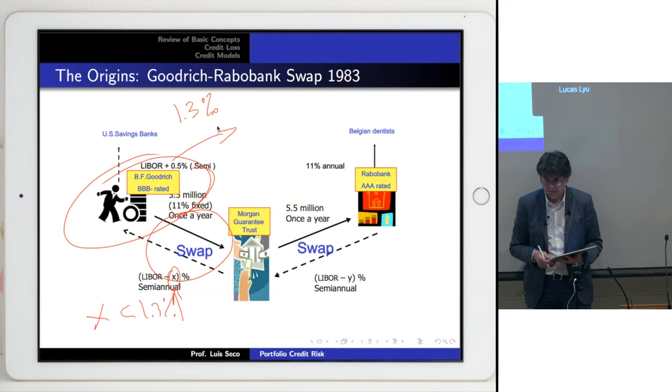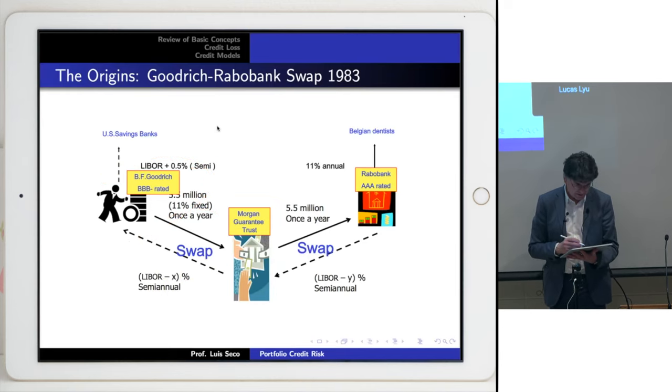Are you following that? Yeah? Good. So Goodrich is making money as long as X is less than 1.3%. And how about the trust? How about my Morgan Guaranteed Trust? The trust will make money as long as X is bigger than Y, right? Because that means that the payments they get from Rabobank don't exactly match the payments they make to Goodrich. They keep a portion of that.